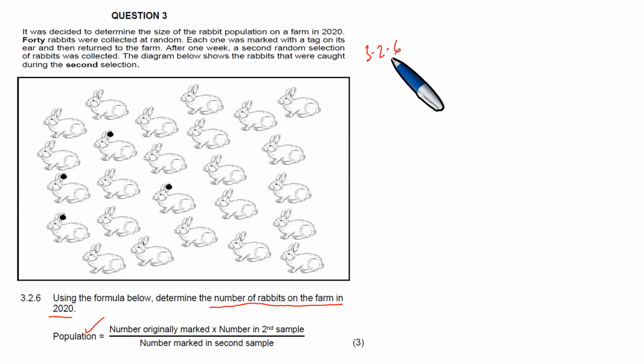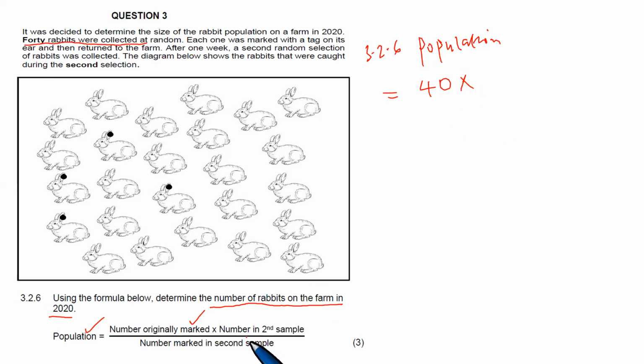This one can be done with ease. How do we do this calculation? We'll say population is equal to the number originally marked. How many rabbits were originally marked? Remember, on a farm in 2020, 40 rabbits were collected at random. So the number originally marked was 40.